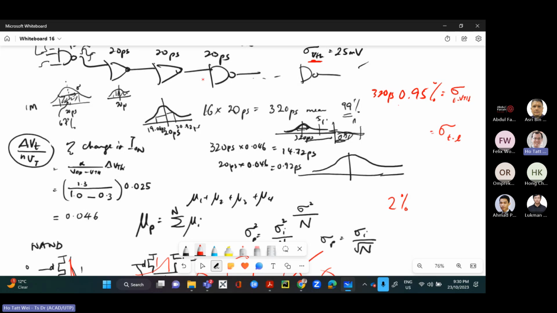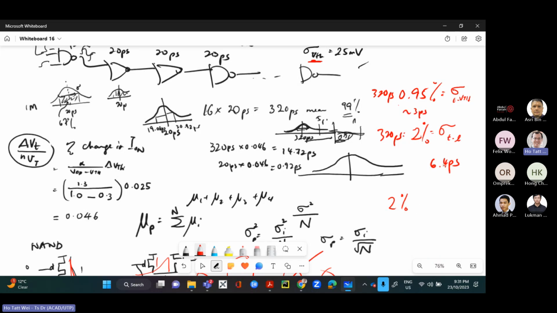We will look at the uncorrelated case. Uncorrelated case will be different. So it's going to be 2% here. So 2% of 320 picosecond, we will find is 6.4 picosecond, and 0.95%, 0.95% of 320 picoseconds, roughly about maybe 3 picosecond.